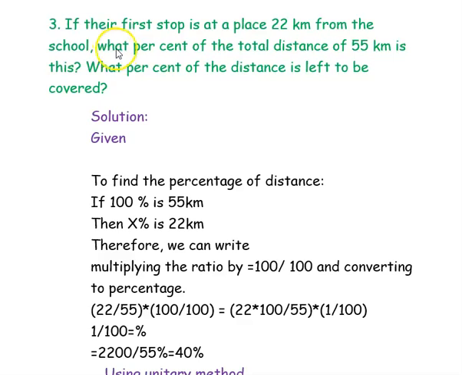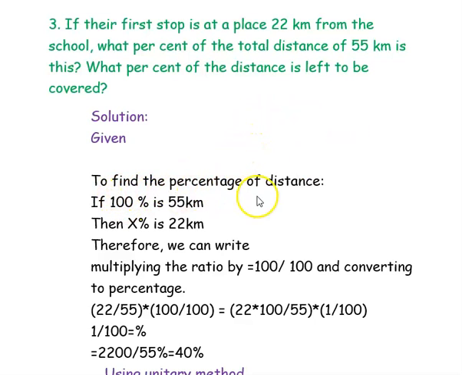The next part of the same question is, if their first stop is at a place 22 km from the school, what percentage of the total distance of 55 km is this? What percent of the distance is left to be covered? So we know that the total distance from school to the picnic spot is 55 km. Now if they are at 22 km, you want to find what percentage they have traveled and what percentage they are yet to travel.